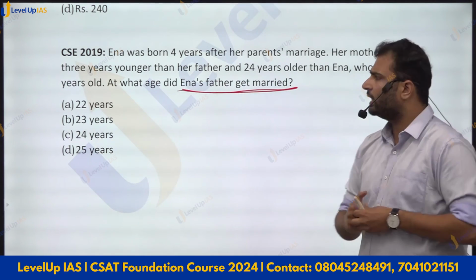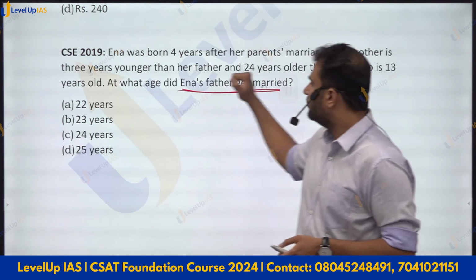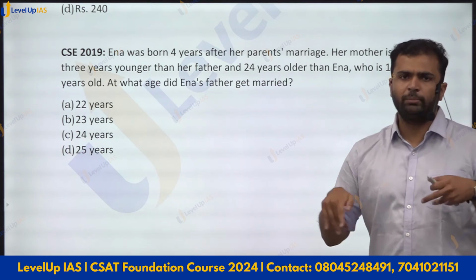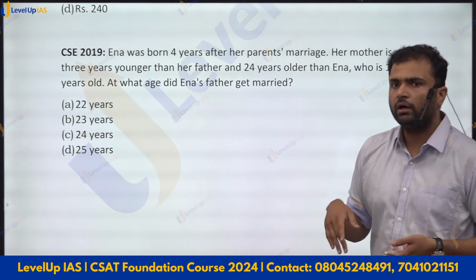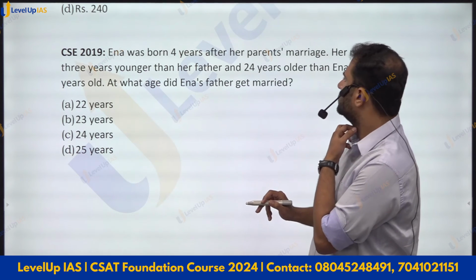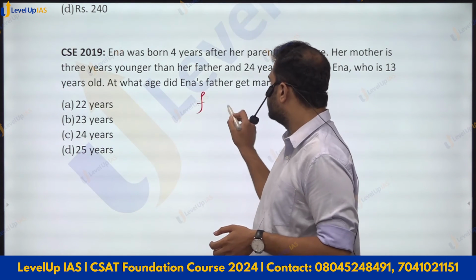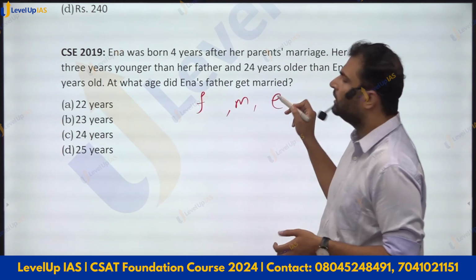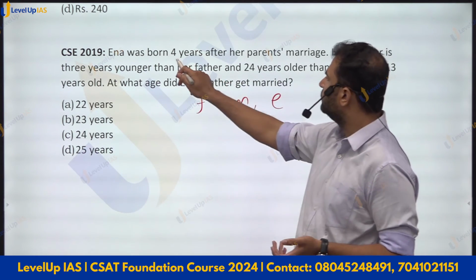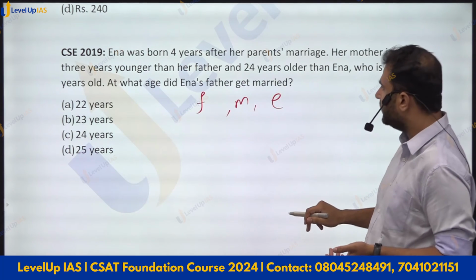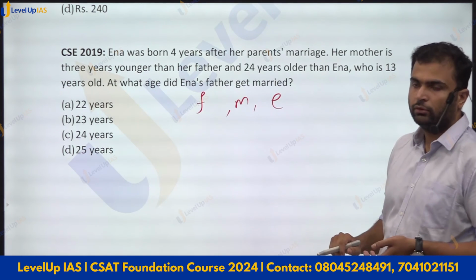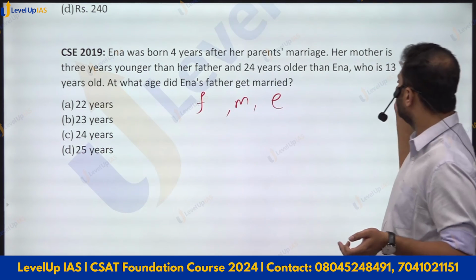So there are two ways. Of course, you can take this as the unknown, but in an age kind of question, it is always easier to take today's age, or present age, as the unknowns. So let us see. Let us say today's age of father is F, mother is M, and Ina is E. That is easy. First thing is, Ina was born 4 years after her parents' marriage. But we don't know how many years ago her parents were married.